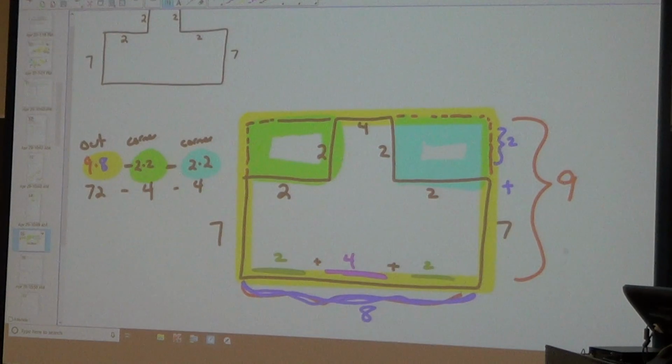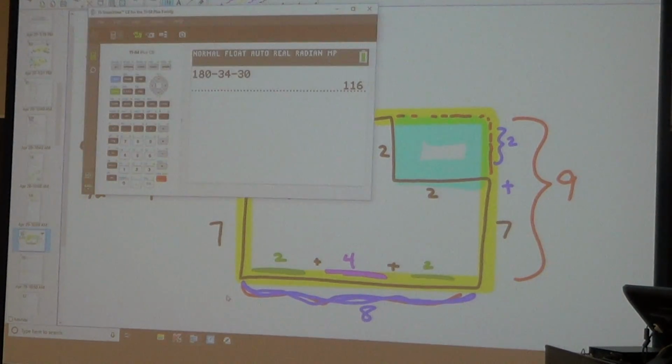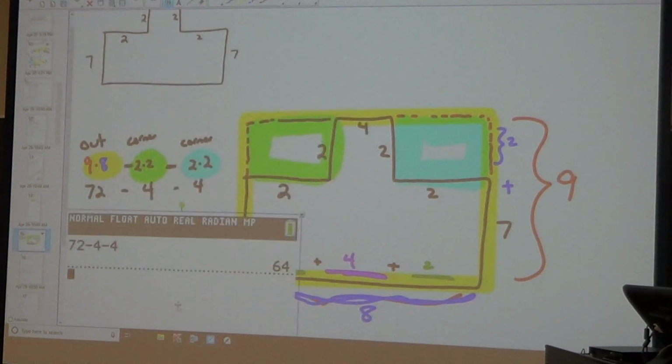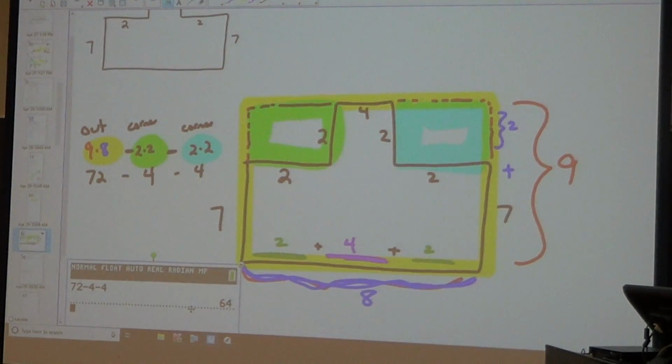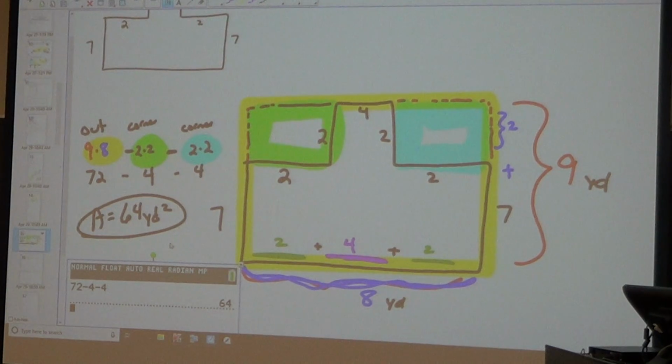So when I go to my calculator, it is going to be 72 minus 4 minus 4. I don't trust my brain anymore. 64 is my final answer. So the area is 64, and then whatever units I put, it's going to be squared. What you think, Colonel? Good job. Awesome.